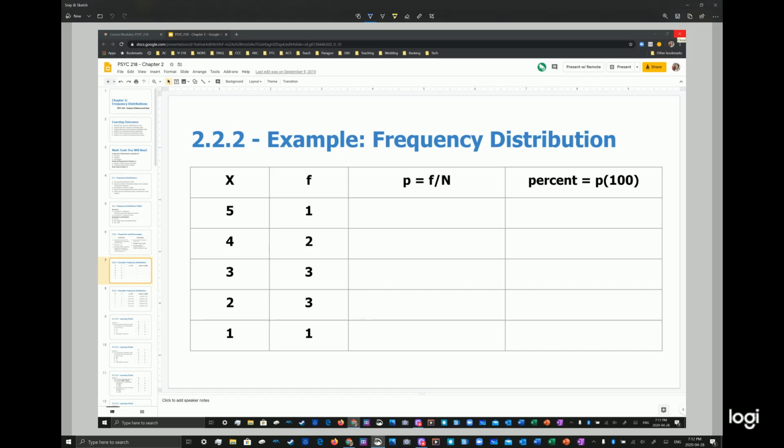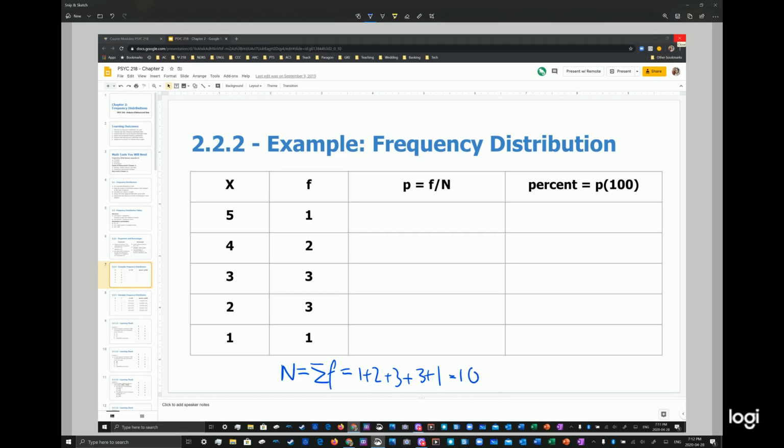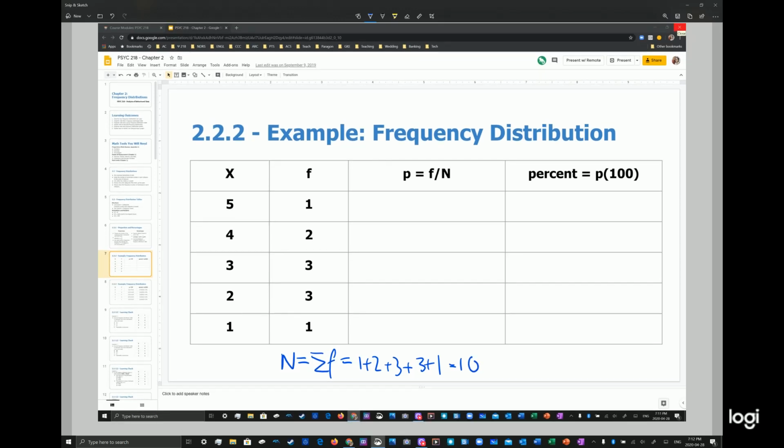So notice here that you can first figure out the total, and that is basically all the F's. So here would be 1 plus 2 plus 3 plus 3 plus 1. All right, that's 10. Yeah, 1 plus 2 plus 3 is 6, plus 3 is 9, plus 1 is 10. Okay, so you know there are 10 people.